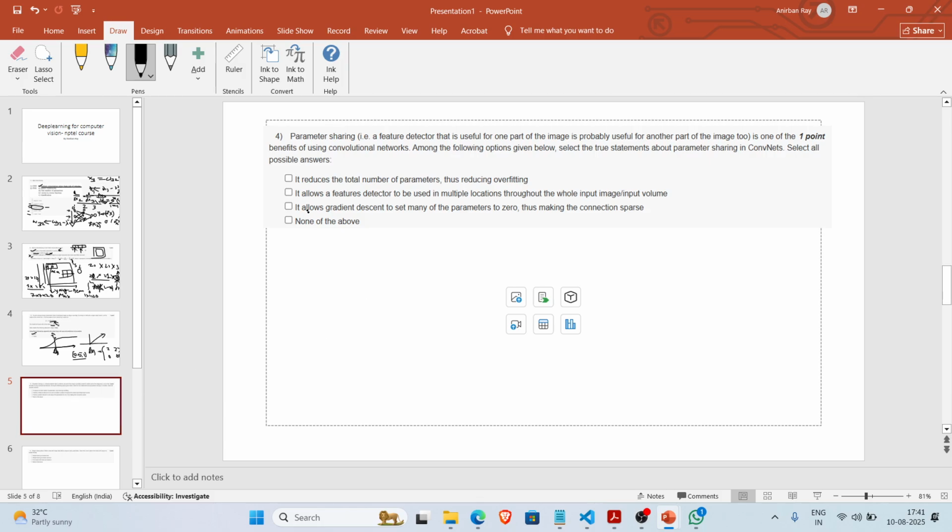This is the question we have. Parameter sharing: feature data that is useful for one part of the image is probably used for another part of the image. Is one of the benefits of convolutional network, along with the following options. What is the true statement in convolutional network? Select all the possible answers.